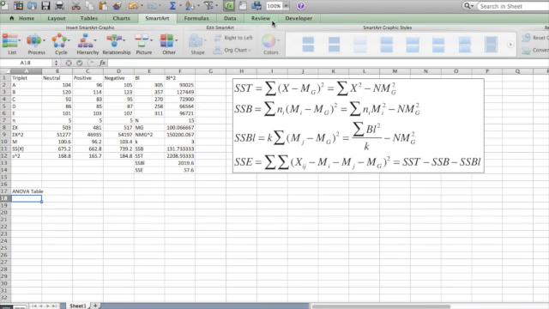So from here, I'm going to construct an Anova table. I have a source of variability. I have sum of squares. I have the degrees of freedom, mean square, or variance. I have my f and my p-value.